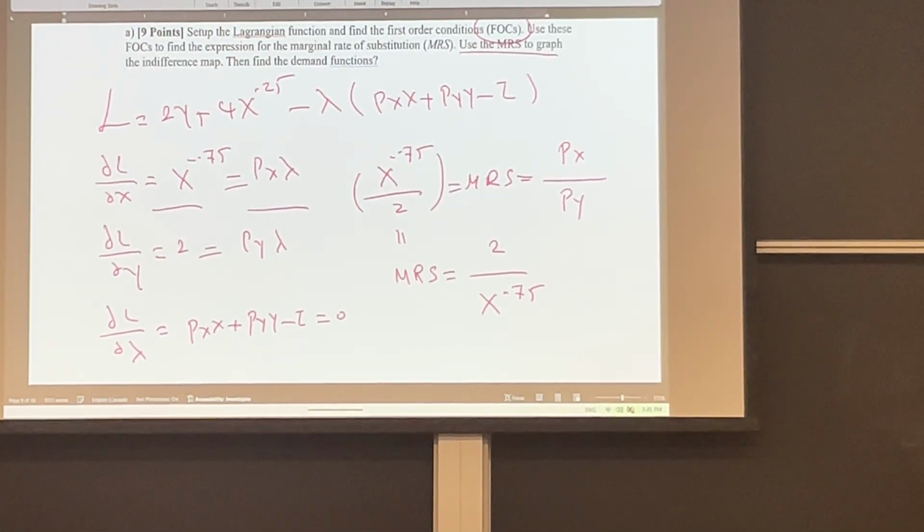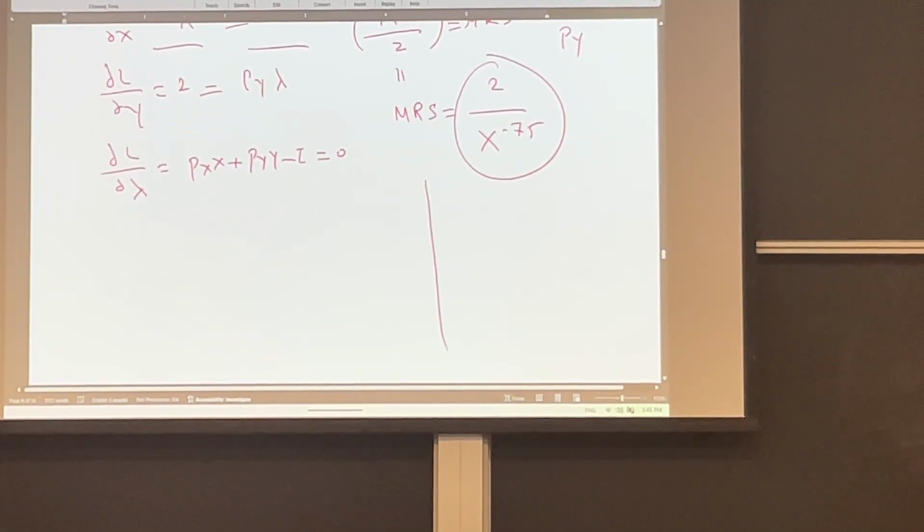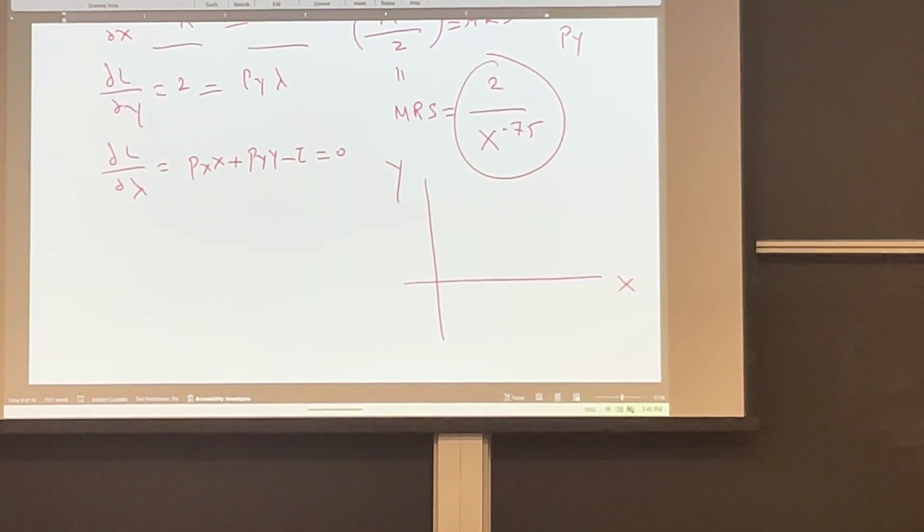Okay. Then it says, use the MRS to graph an indifference curve, an indifference map. That's the slope of the indifference curve, ignoring the sign. How does it look like? That should tell you how the indifference curve looks like. That's the slope of it, right? How does it look like? Anyone? Based on the slope given there, how does the indifference curve look like?